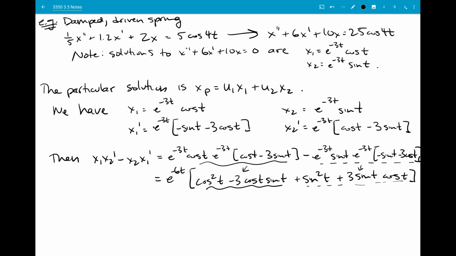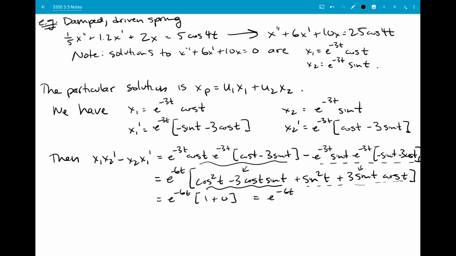And then minus 3 cosine t sine t plus 3 sine t cosine t. Those will cancel out. And my cosine squared plus sine squared, hopefully you all remember, is just going to be 1. So this is just e to the minus 6t times 1 plus 0, which is e to the minus 6t.